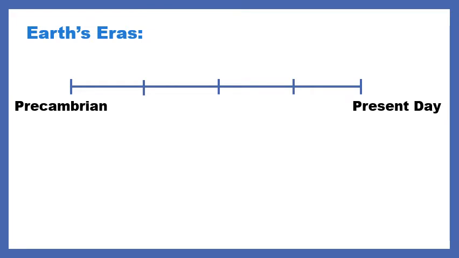There are 3 main eras that we are going to learn about. So I start with Precambrian, then I have the era called the Paleozoic, then I have an era called the Mesozoic, the Cenozoic, and then I have present day. Guys, these are still ginormous chunks of time. So this is too simple.